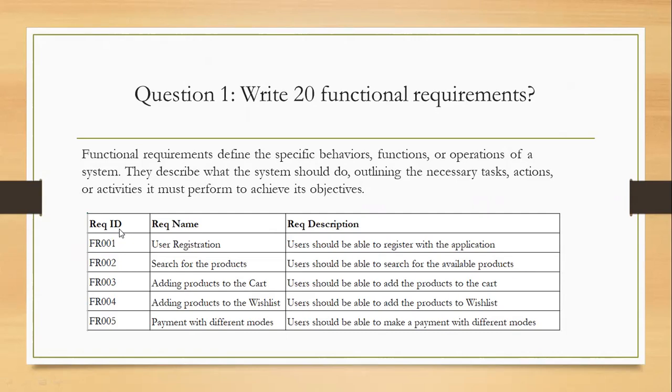In functional requirement 1, you are mentioning a functional requirement. That is a user story: user registration. You give a little description: the user should be able to register with the application. This is one functional requirement example. Coming down, search products. Below you can see functional requirement number 2. The requirement name is searching the products, and the description is that the user should be able to search for the available products. Like that you need to write a total of 20 functional requirements related to your case study or project.